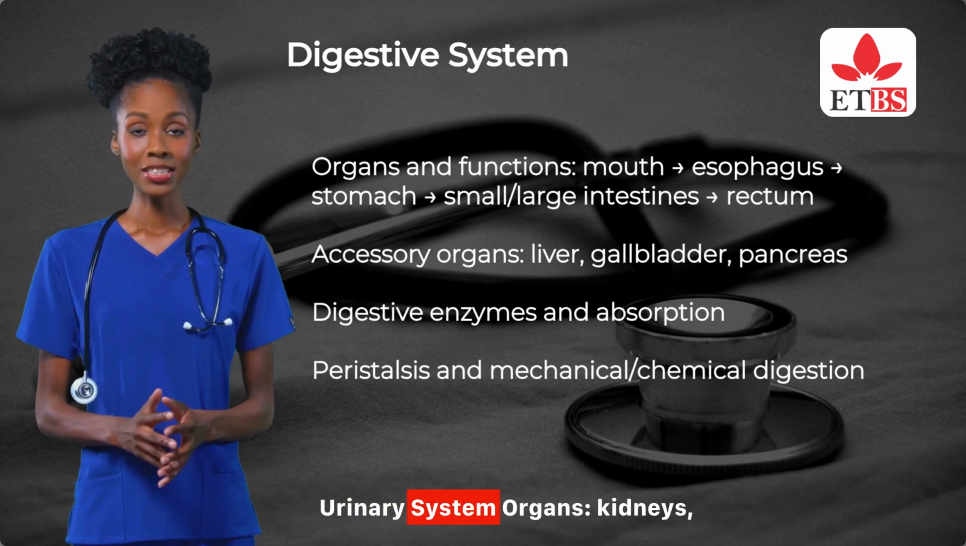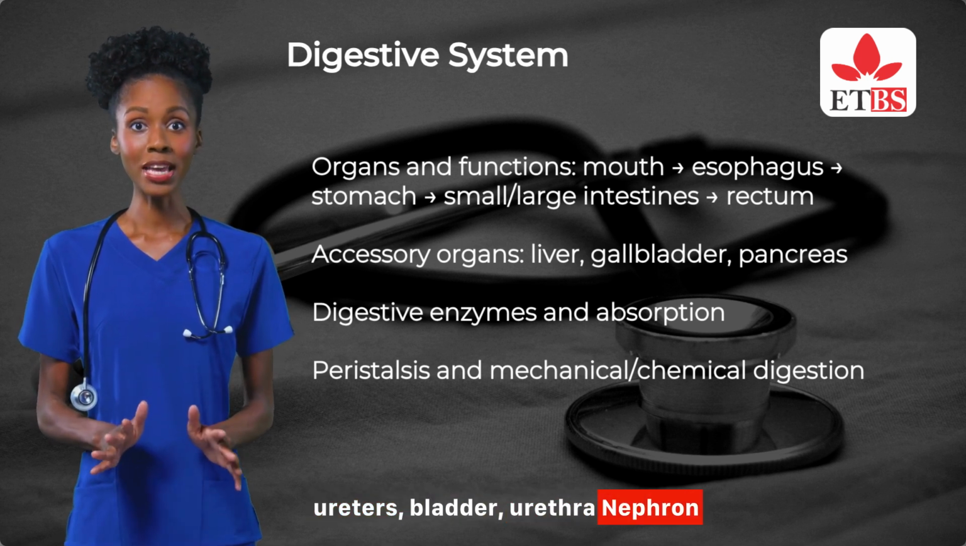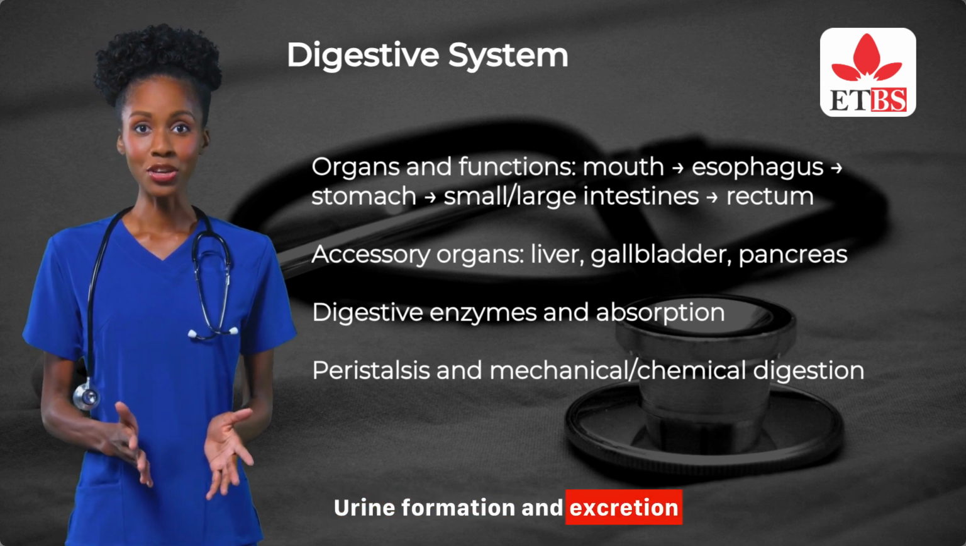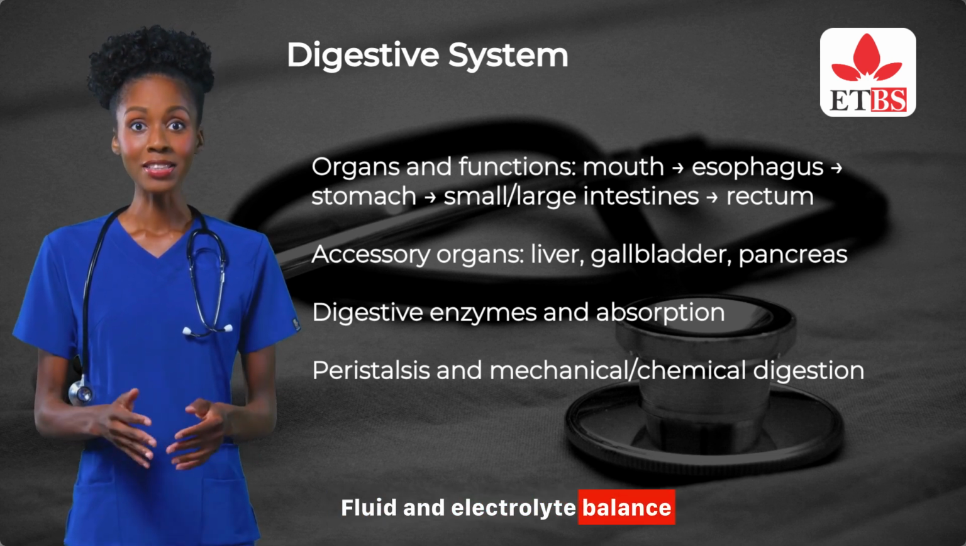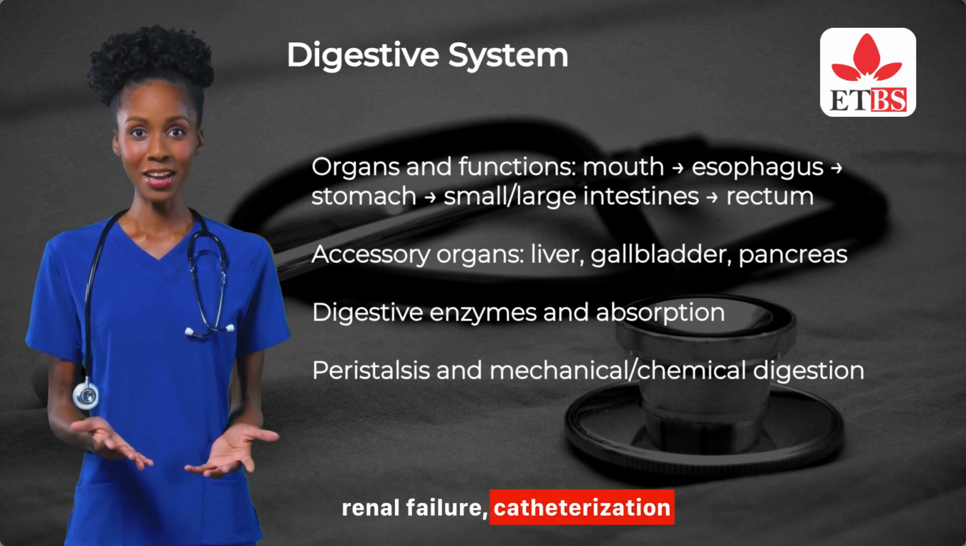9. Urinary system: organs, kidneys, ureters, bladder, urethra. Nephron structure and filtration process. Urine formation and excretion, fluid and electrolyte balance. Clinical relevance: dehydration, UTI, renal failure, catheterization.